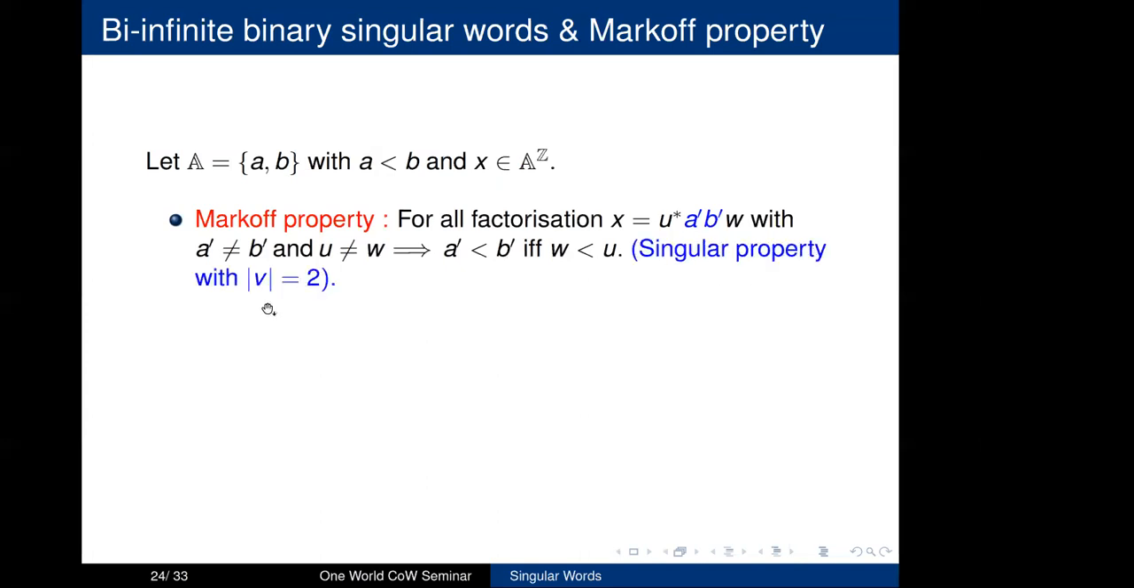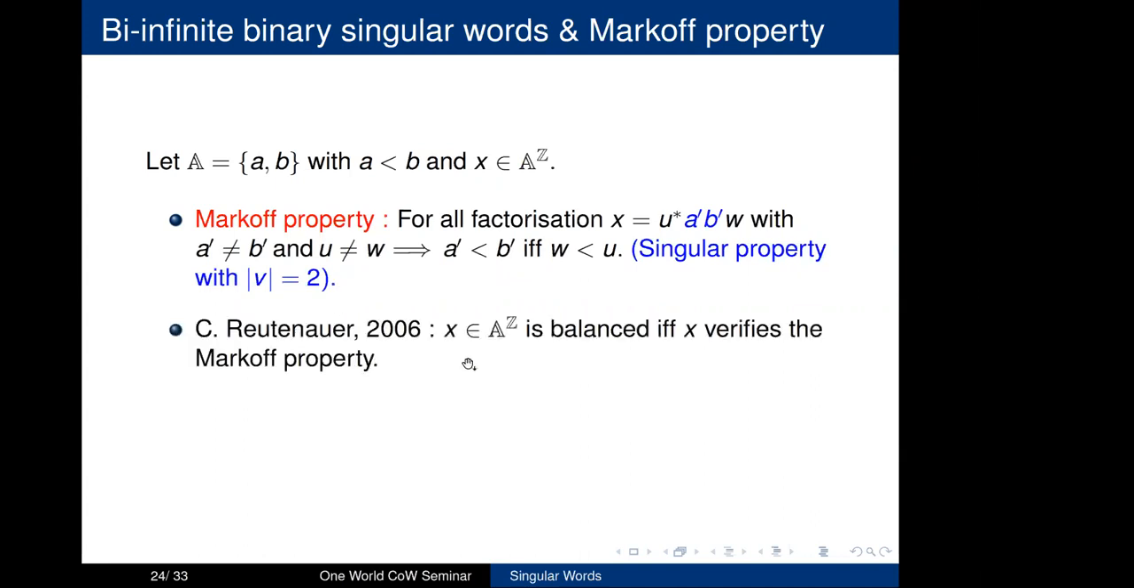So this is the singular property where the length of v is 2. The v is this part here, right? So we're saying that v is less than v star if and only if w is less than u. Okay, so the Markoff property can be seen as a special case of the singular property where the length of v is equal to 2. So in 2006, Reutenauer proved that the Markoff property is equivalent to the balance property. Well, we just saw that the singular property is equivalent to the balance property for binary words. So if you put these two results together, you get that the singular property in the framework of bi-infinite binary words is completely equivalent to the Markoff property.